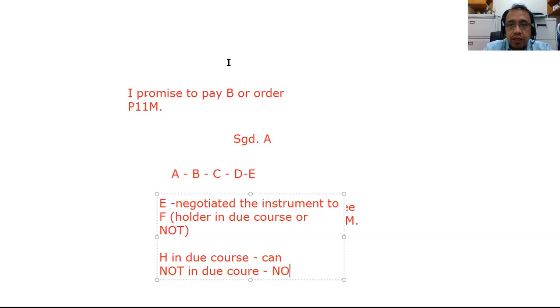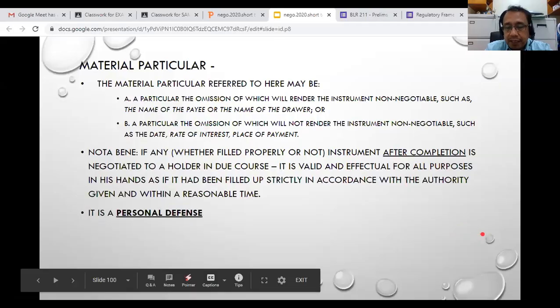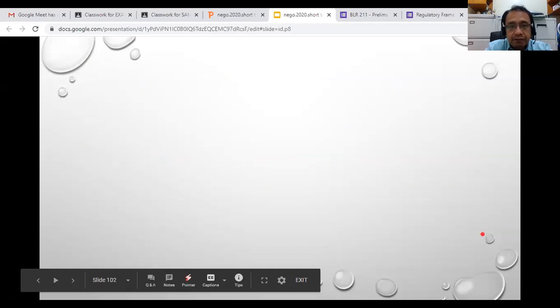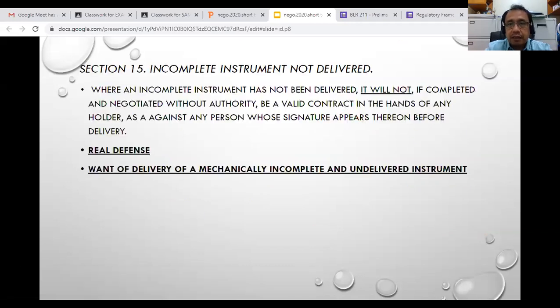Let's now proceed with section 15. Section 15, that would be what we call an incomplete but undelivered instrument. Okay? Incomplete but undelivered instrument. Section 15 provides that when an incomplete instrument has not been delivered, it will not, if completed and negotiated without authority, be a valid contract in the hands of, take note of this, any holder. So it does not matter whether you're a holder in due course or a holder not in due course.